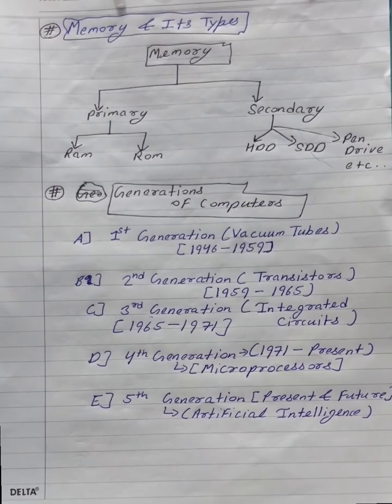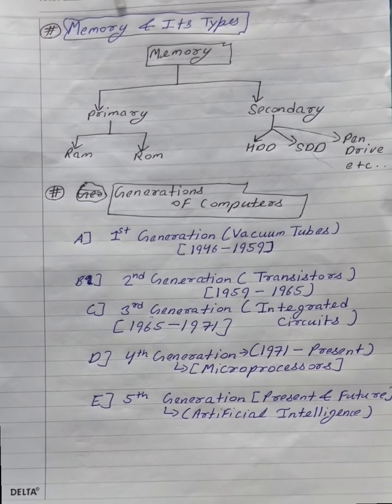Next is memory. As you know, memory is the storage area of a computer where data, instructions, and information are stored. And guys, it enables the computer to remember information temporarily or permanently. Memory plays a vital role because CPU needs access to data and instructions in order to perform tasks. Let's talk about the types of memory.